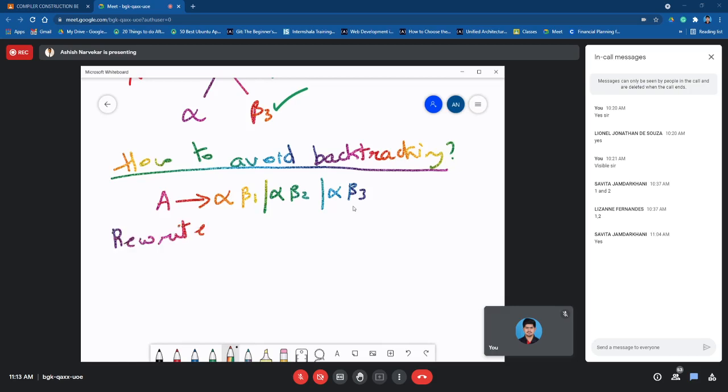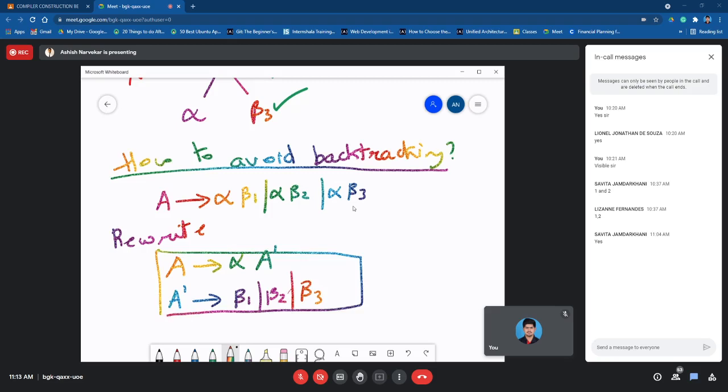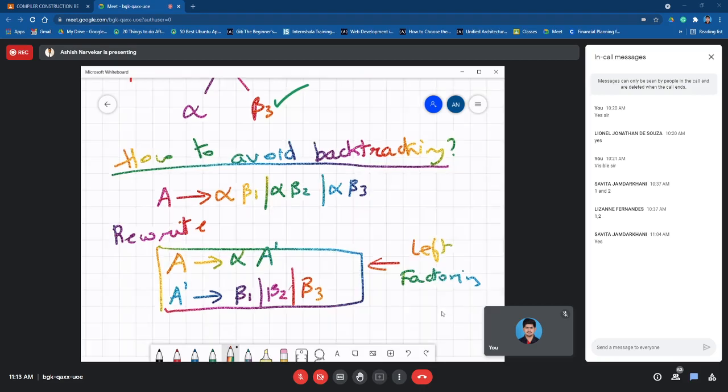Since we don't have much time, I'll just take a shortcut. Rewriting the above production, take the longest common prefix, alpha, and introduce a new non-terminal A dash. So alpha A dash, and then write this A dash in terms of all the betas possible: beta 1 or beta 2 or beta 3. This is our solution to the longest common prefix problem, and this is called nothing but left factoring. I believe you have copied this general form.